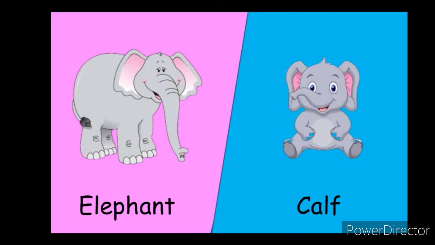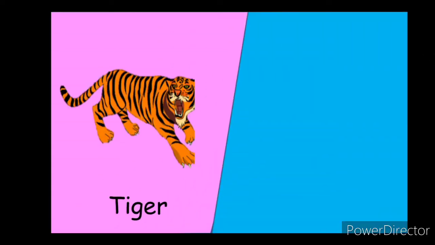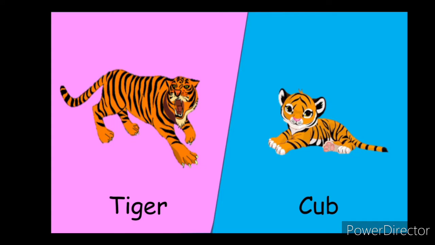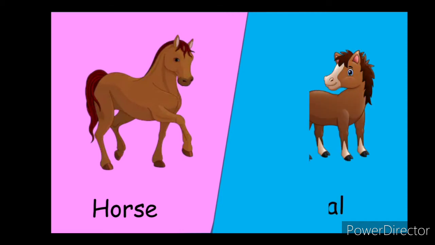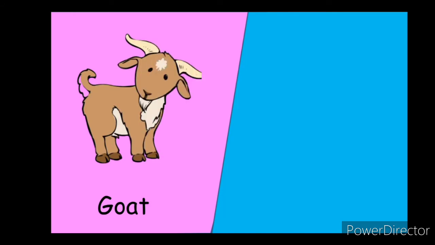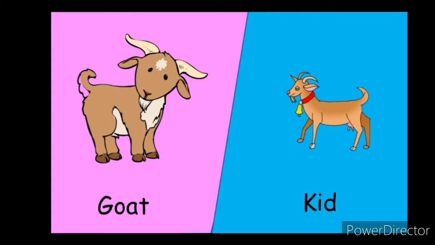Elephant. Young one of elephant is called calf. Elephant ke baby ko calf kehte hain. Tiger. Young one of tiger is called cub. Horse. Young one of horse is called foal. Goat. Young one of goat is called kid.